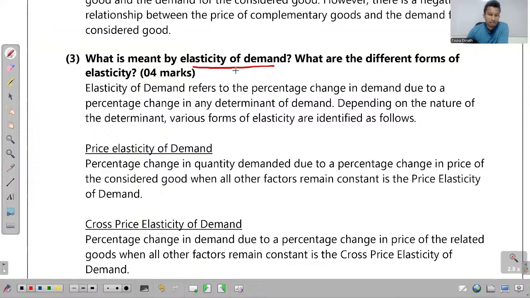So what really comes to your mind when you hear the term elasticity of demand? Tell me.